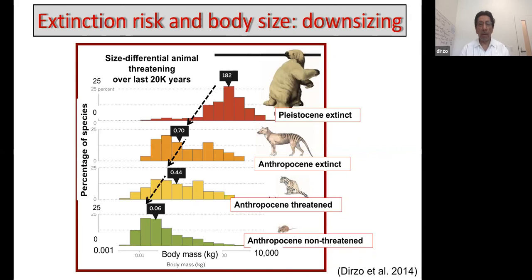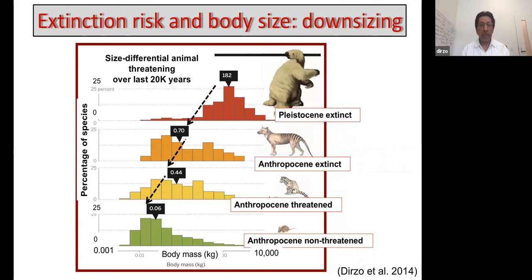That is to say, the frequency distribution of animal sizes was pushed to the left, toward smaller animals. And then the last two histograms at the bottom, the yellow one and the green one, represent the animals today in two categories. The yellow histogram represents the species that are threatened today, according to the IUCN, the International Union for the Conservation of Nature. You can see that the median value of the threatened species, shown by the little black rectangle, is significantly larger than the median value of the species which are not threatened, shown in the green histogram at the bottom.